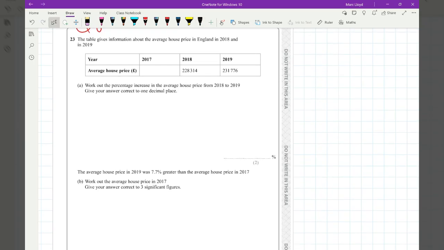Okay, question 8. The table gives information about the average house prices in 2018 and 2019. Work out the percentage increase in the average house price. So it's going to be the difference over the original, times by 100. So 231776 take away 228314.